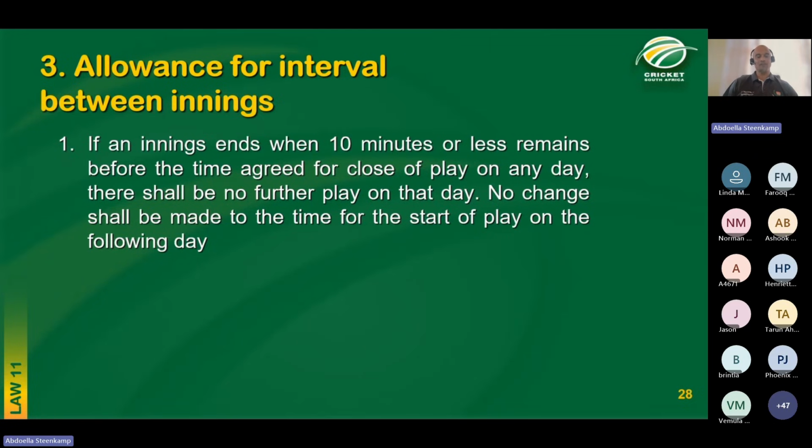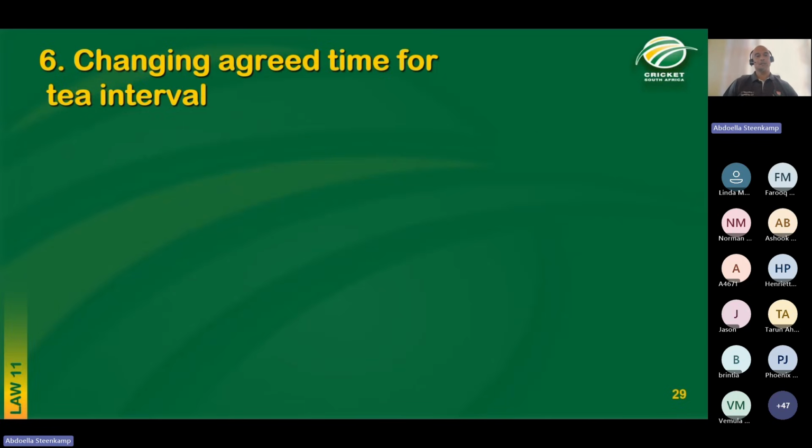Let's say our close of play is 5 o'clock. If an innings ends at 16:55, the law tells us it will be stumps because the innings ended 10 minutes or less to the close of play. Yes, we ended 5 minutes earlier, but the law tells us please don't start 5 minutes earlier the following day.